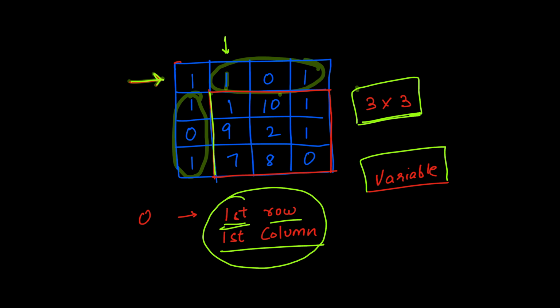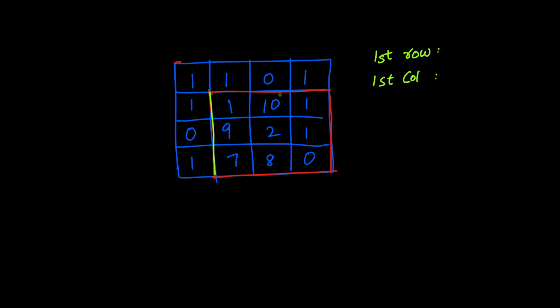Let's do a quick dry run to understand this approach better. We'll start by checking if there are any zeros in the first row. There is one, so we'll set the corresponding flag to true. Similarly, we'll check the zeros in the first column. As there is one, I'll set the corresponding flag to true.